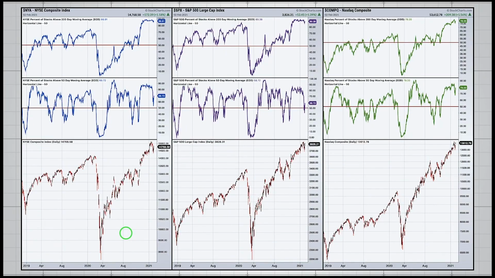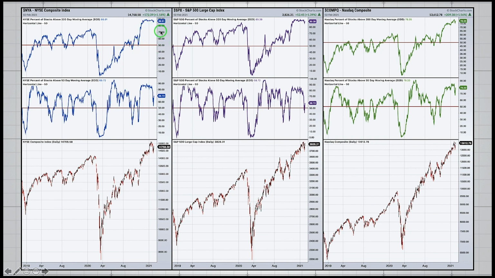Now, we're also looking at breadth here. Again, another sample layout that you can view in ACP. When we look at breadth across the major indexes, we have the NYSE, the S&P 500, and the NASDAQ. In the top panel, we're looking at the percentage of stocks in those indexes above their 200-day moving average. And in the lower panel, the percentage of stocks above their 50-day moving average.